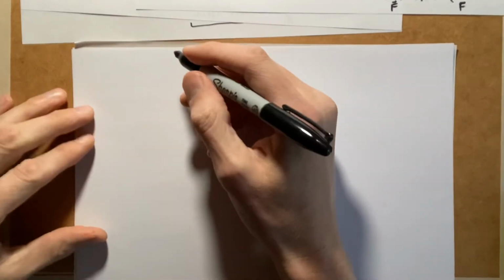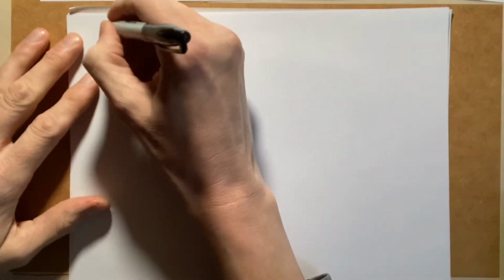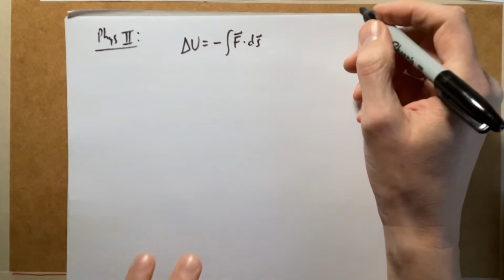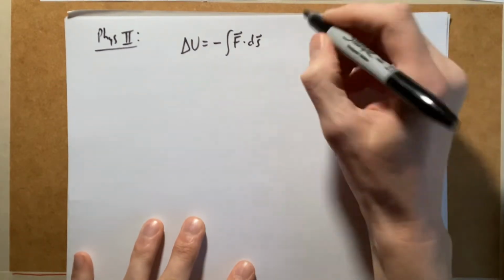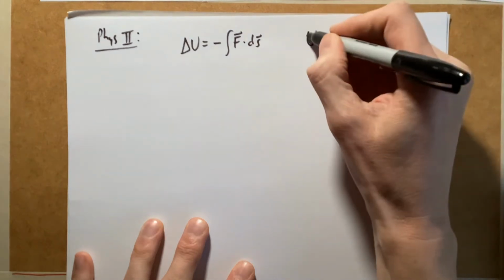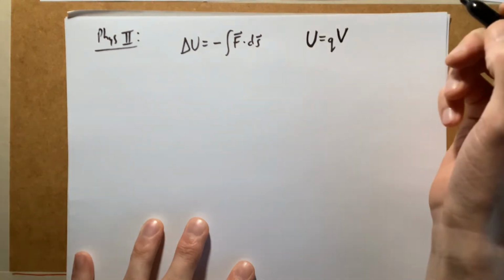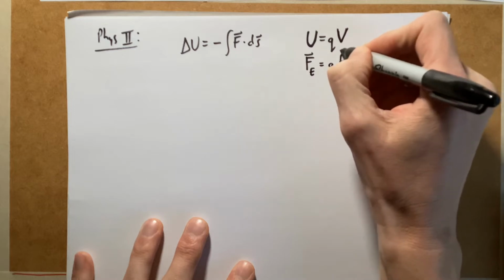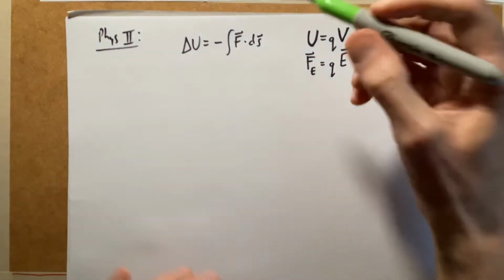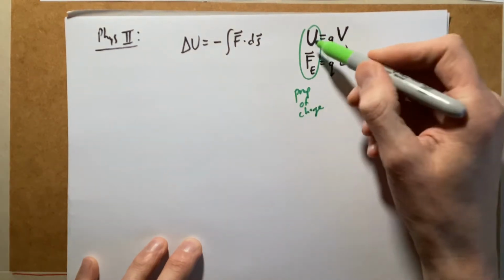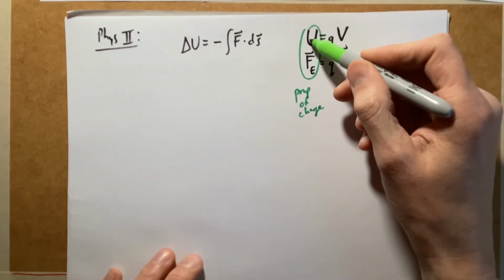This statement, physics 2 finally, this statement right here, delta U equals minus F ds. I'm going to show you something that'll make our lives easier. First of all, we of course know that the potential energy of a charge and the voltage where it's located are related like this. And likewise, the force on a charge will be related to that charge times the electric field at that location. Remember, these are properties of a charge, an object. You can't have a potential energy of nothing. A charge has to be there to hold the potential energy.